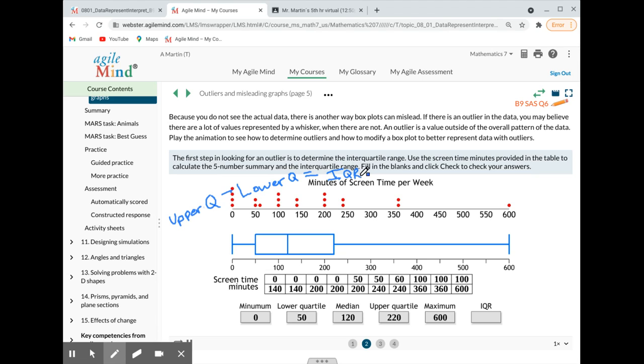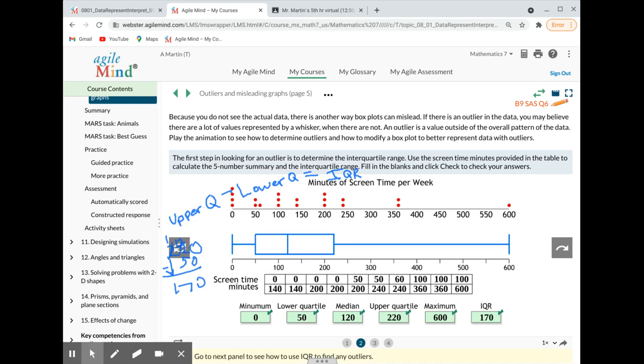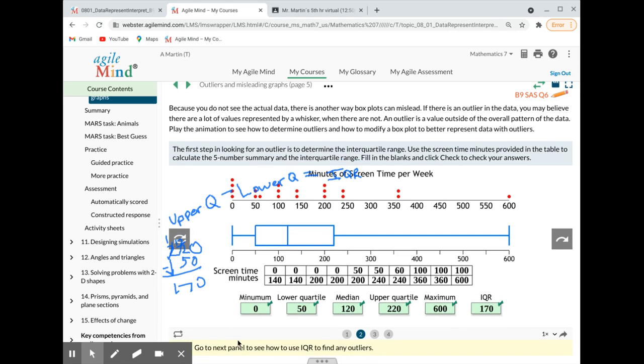So what is the upper quartile, class? 220. And we need to subtract what from it? 50. Wouldn't you get 170? Correct. It's 170. Now, it's very important to have the interquartile range for us to be able to determine if we have an outlier or not. But this is all correct, okay? So we're going to see how to use our interquartile range to find the outlier.